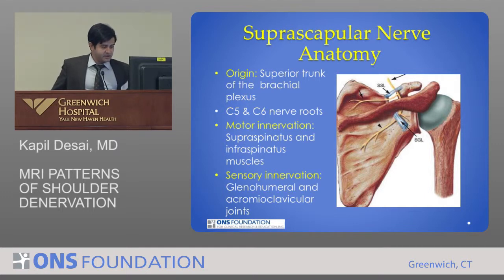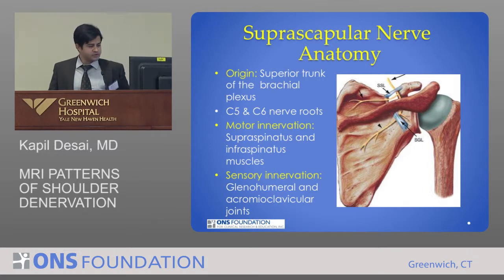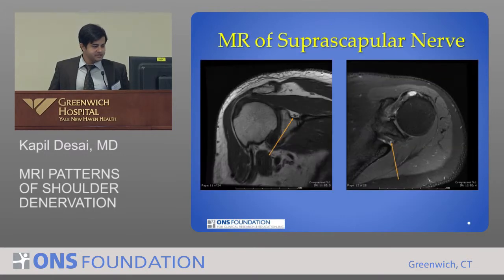Like I said, it provides motor innervation to the supraspinatus and infraspinatus muscles, and also some sensory innervation to the glenohumeral and acromioclavicular joints in the shoulder as well. Now you see these nerves really well on MRI. Here's a coronal T1 image through the shoulder. These dots here in the suprascapular notch. One of these dots is the suprascapular nerve, and the other two are vessels.